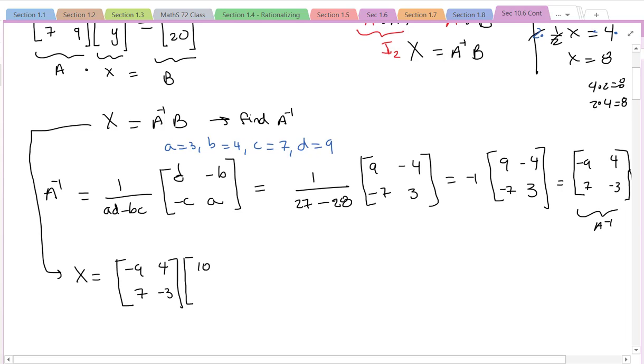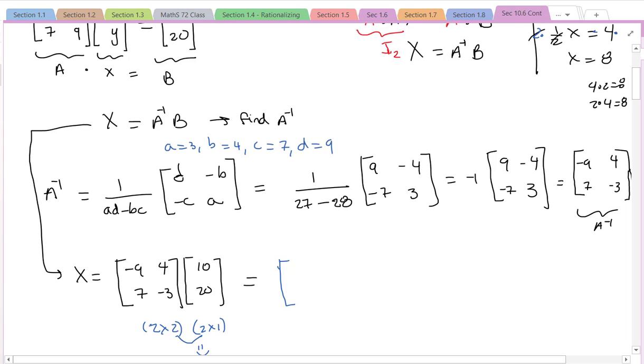B is 10, 20. And can we do this product? Always check. A inverse is a 2 by 2 matrix, and B is a 2 by 1 matrix. So those match, so that means yes, we can do it. The resultant product is going to be a 2 by 1 matrix, because it makes sense because X is a 2 by 1 matrix. So let's multiply it out.